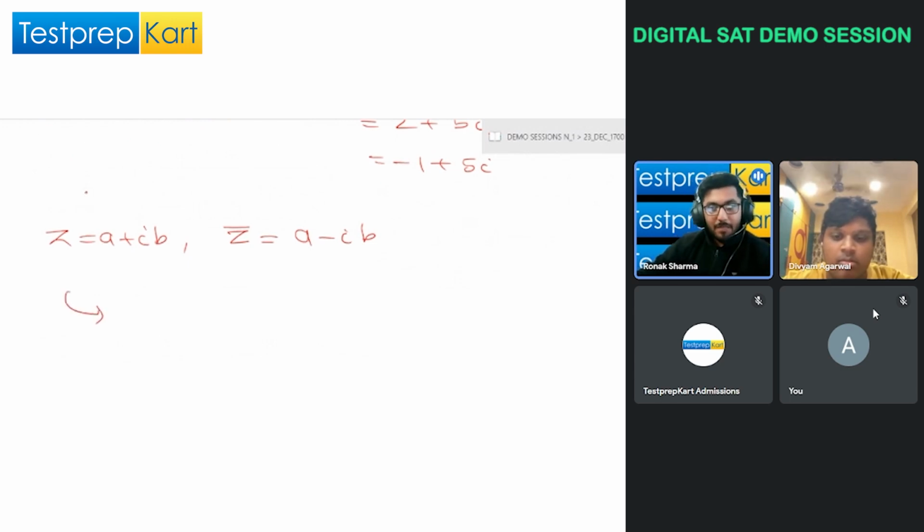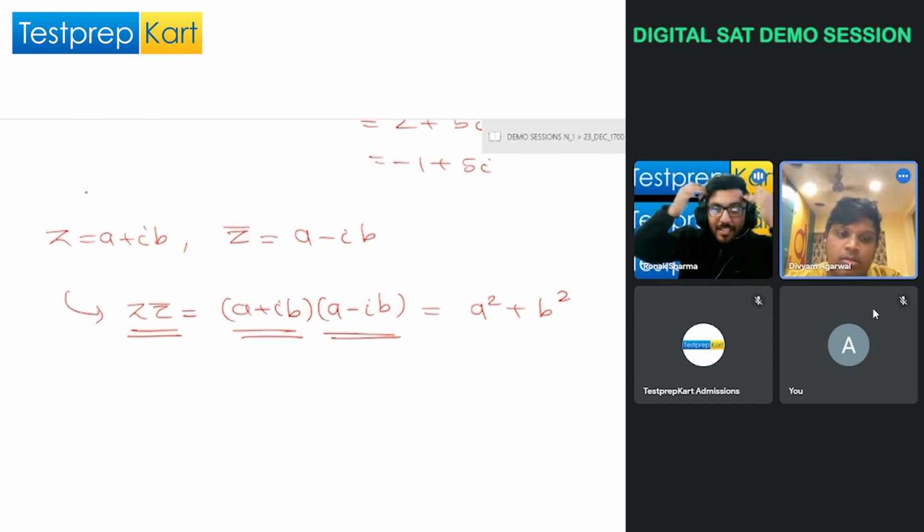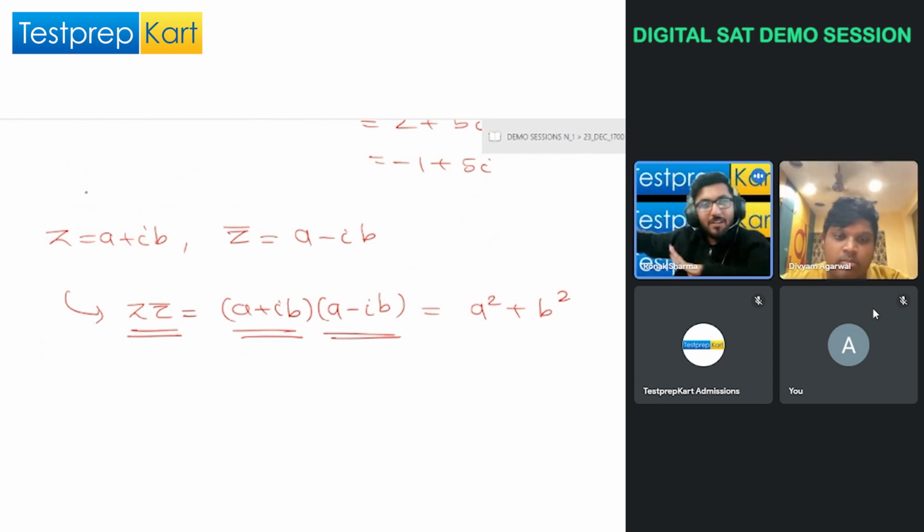So if we multiply z into z bar, that is a plus ib into a minus ib. My focus is not to make you learn this property, but to tell you that whenever we have this kind of product, a plus ib into a minus ib, it is equal to a square plus b square. In general, in our mind we have a square minus b square, but here iota square will be minus 1, so minus and minus cancel.